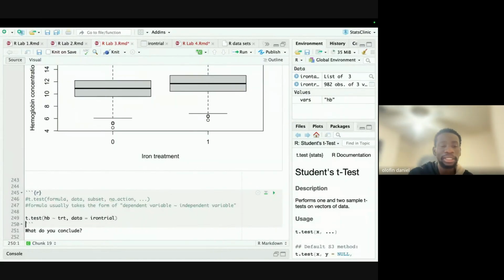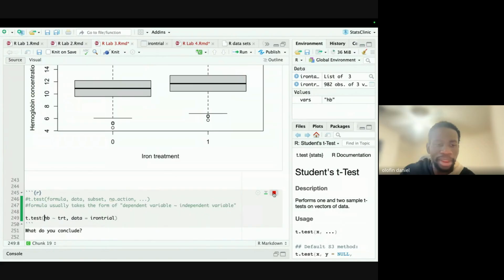So when you say t.test, you specify the variable of interest against the group. Why do you use that tilde sign against the group? Then it's going to ask you for data, because we are trying to do a two-tailed test. That tells us if there is a significant difference. We are not trying to know if one group is greater than the other one. We are not interested in that. We just want to know if there's a significant difference between the hemoglobin concentration.